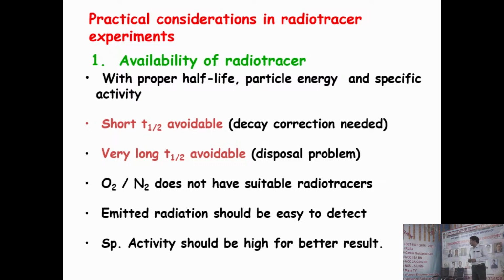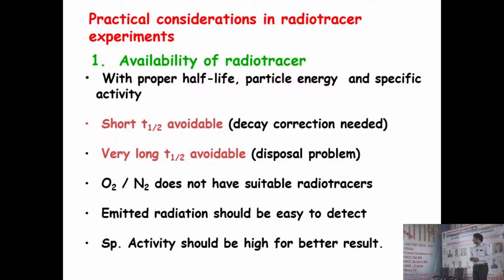The emitted radiation should be easy to detect. Suppose you have something like a sodium iodide single channel detector, and you want to measure something that is only emitting beta. That may not be possible using your detector. So what are the emitted radiations? All these considerations you have to take into account when you are selecting radiotracers.